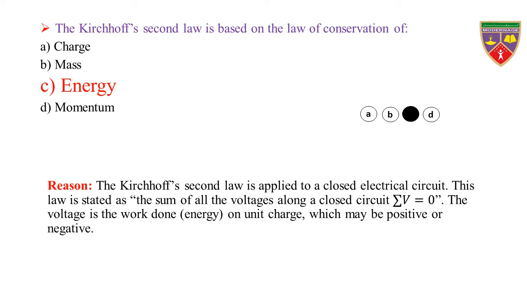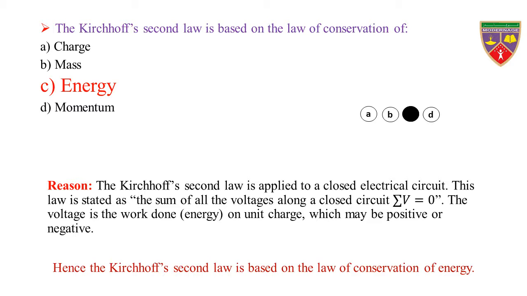Reason: Kirchhoff's second law is applied to a closed electrical circuit. This law is stated as: the sum of all the voltages along a closed circuit is zero. The voltage is the work done, which is energy, on unit charge, which may be positive or negative. Hence, Kirchhoff's second law is based on the law of conservation of energy.